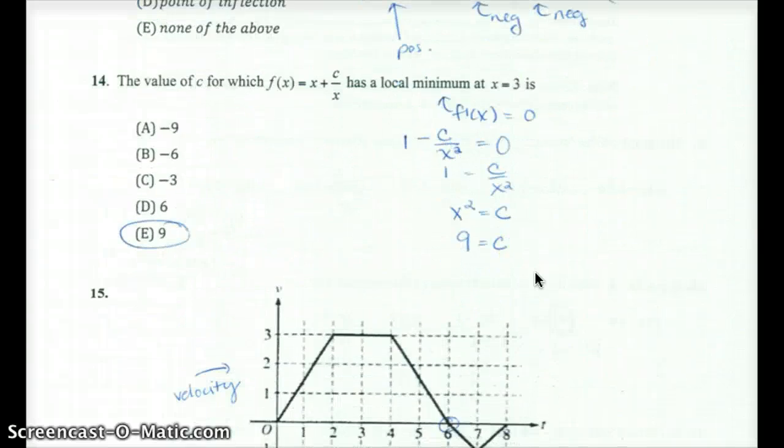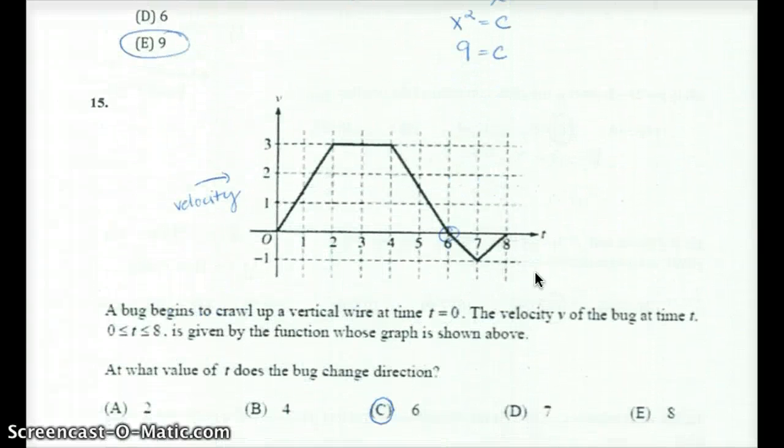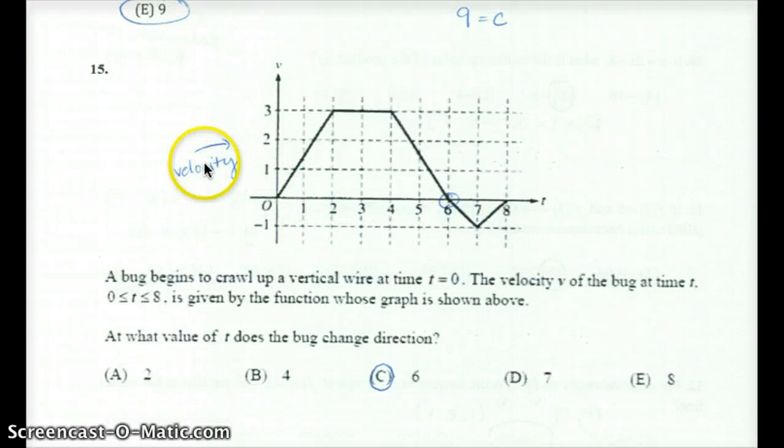Last question in this section was a nice little velocity graph, just interpreting what it means. So notice this is the velocity, which means we're going to think of this as the first derivative graph. And we're talking about the time from 0 to 8. When the first derivative is positive, this whole place, it means the bug is traveling away. And then down here, when the first derivative is negative, it means the distance is decreasing. In other words, the bug is traveling back towards where it started.